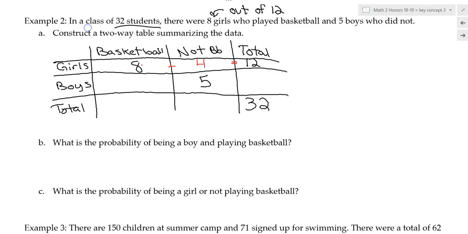The next one I'm going to fill in is how many people in total did not play basketball. Now I have 4 girls not playing basketball and 5 boys not playing basketball. All right, I'm going to add these. 4 plus 5 equals 9 total people who did not play basketball.